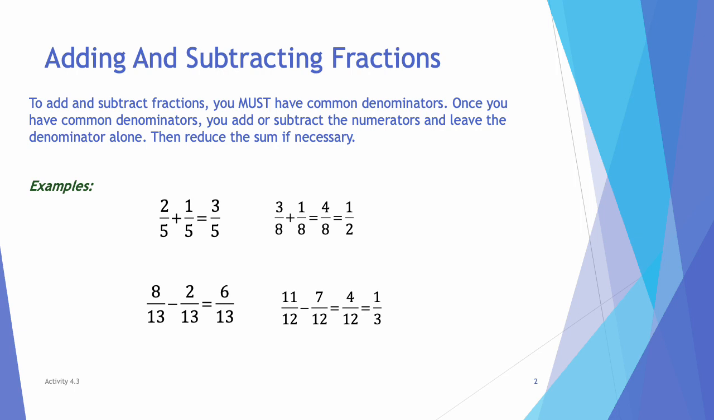In the subtraction examples, we have 8/13 minus 2/13, which equals 6/13. In the next one, we have 11/12 minus 7/12, which equals 4/12. And since that is not lowest terms, we reduce it to 1/3.